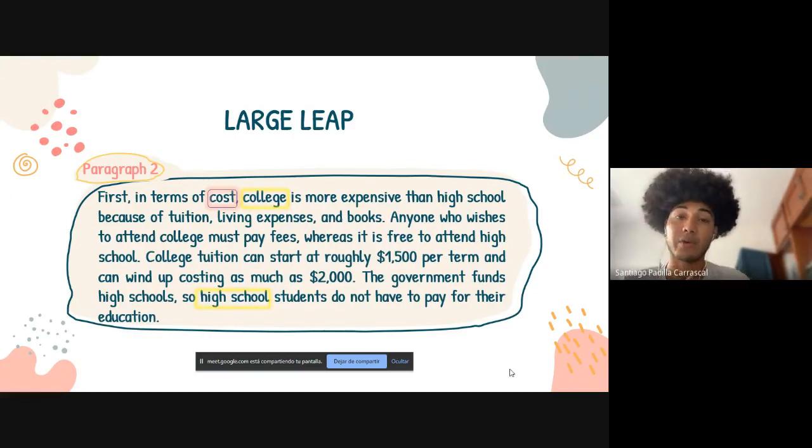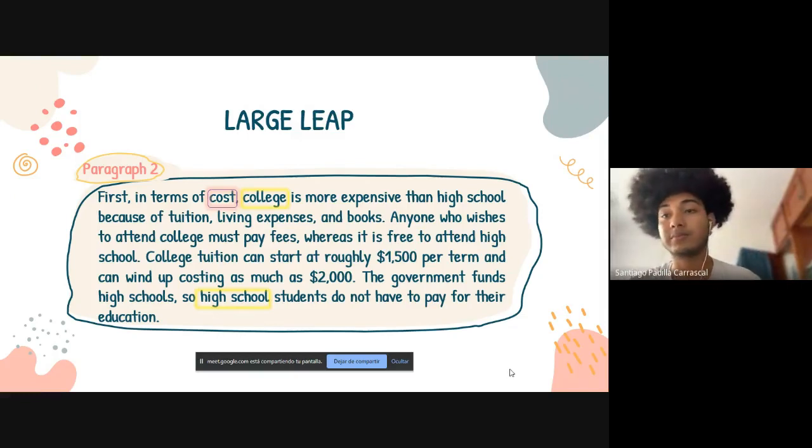This is the second paragraph where we are going to talk about the cost for both of them. And it says, first, in terms of cost, college is more expensive than high school because of tuition, living expenses, and books. Here we have already talked about the first one, that it would be college. And at the end of the third paragraph, we talk about the high school, the environment, the government funds high school. So in high school, students do not have to pay for their education. We have already compared these two objects in this area, cost.